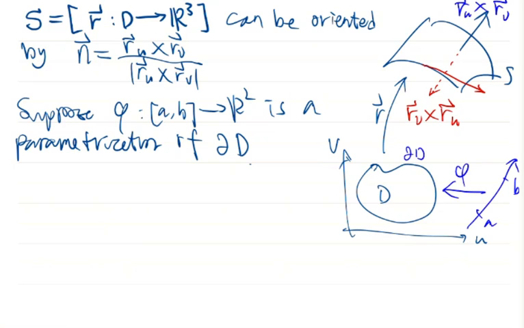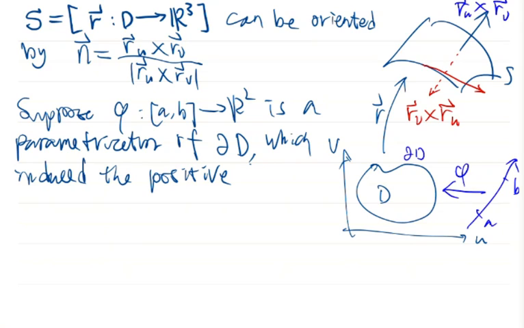Suppose phi induces the positive orientation of the boundary. That is, the derivative, the tangent vector, is positive to the boundary.